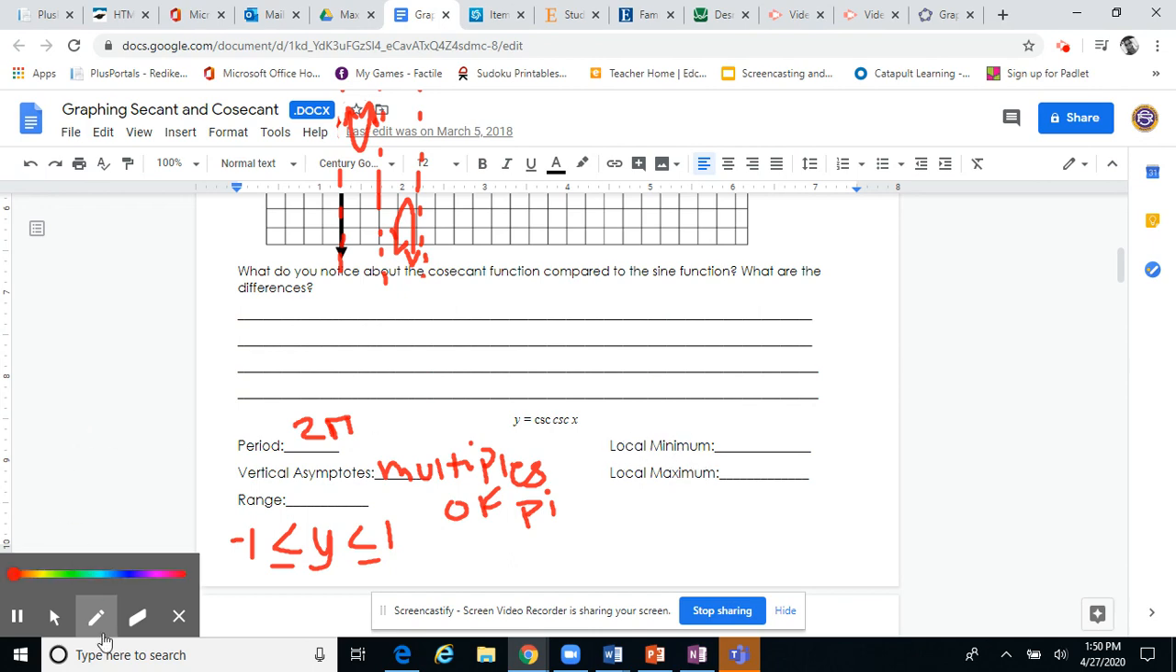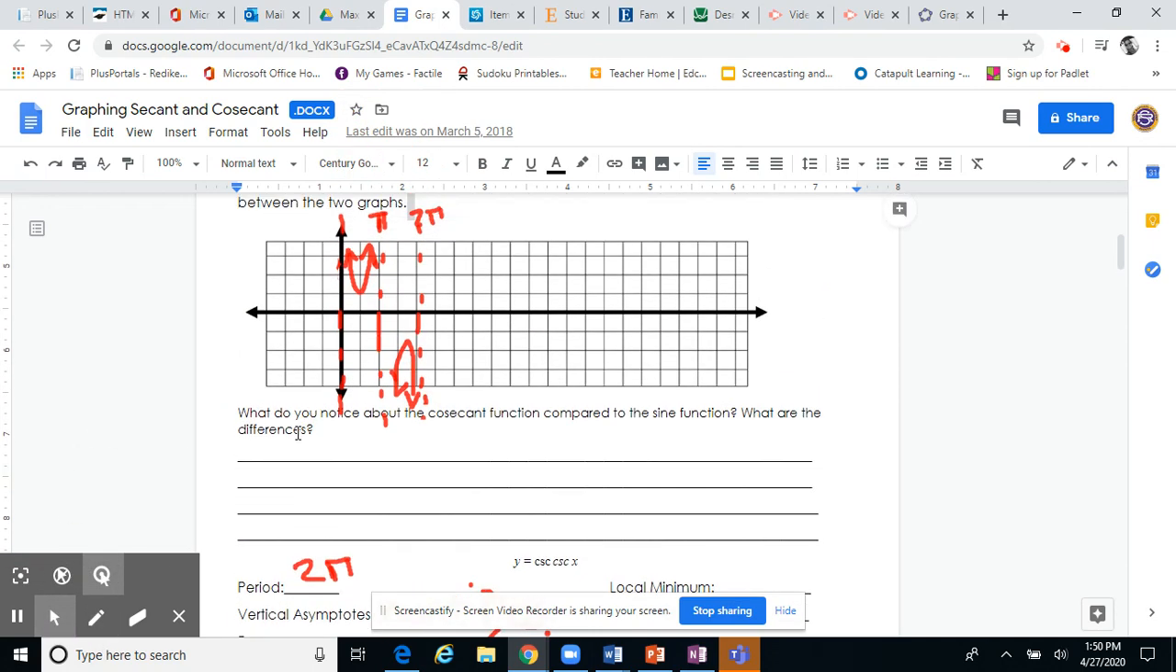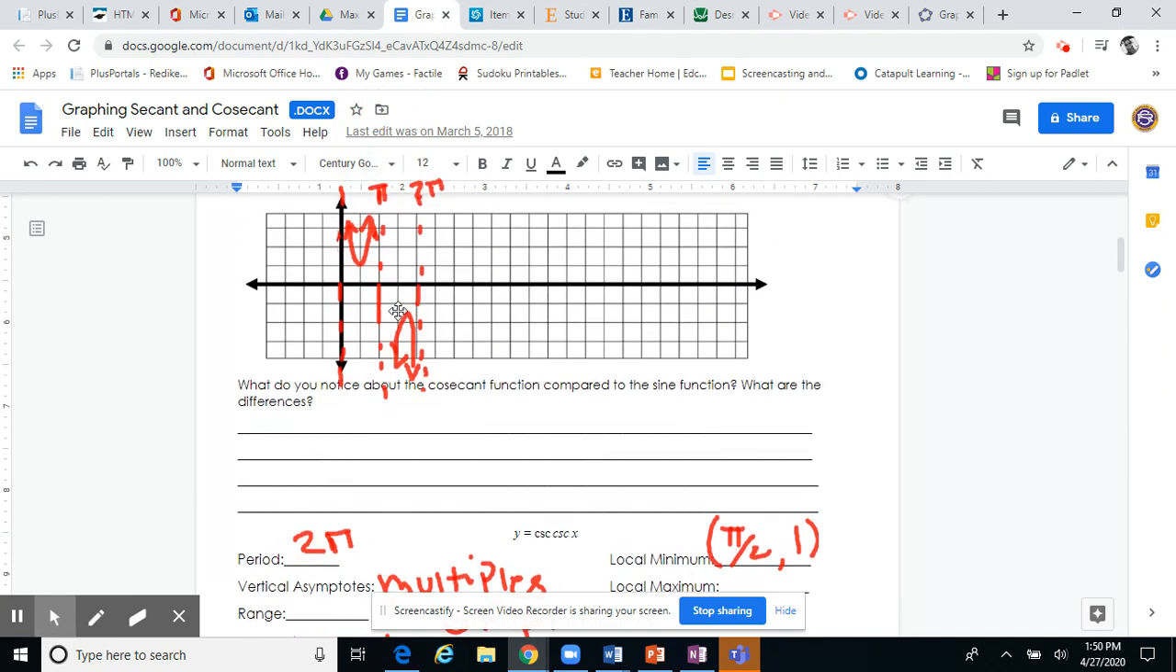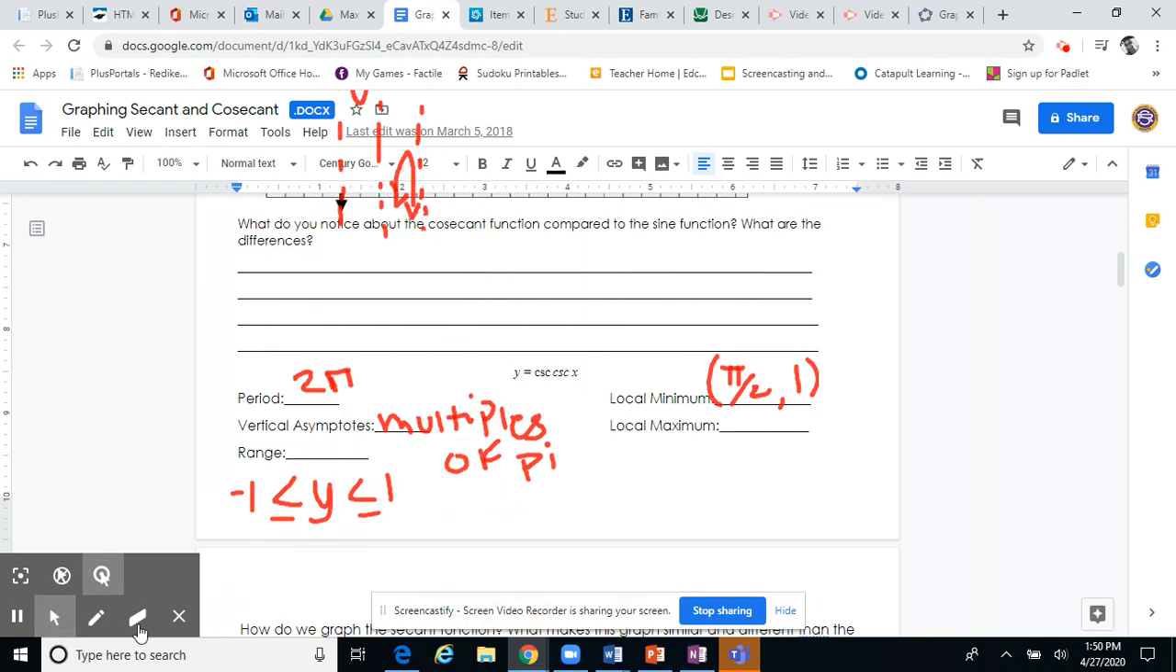It's a relative minimum, same thing. A minimum looks like the bottom of a bowl. So that would be here. That is at pi over 2, 1, because it's halfway between 0 and pi. And our local max or relative max is at 1.5 pi. So this is pi, this is 2 pi. This would be 1.5 pi, which we can call 3 pi over 2, -1.